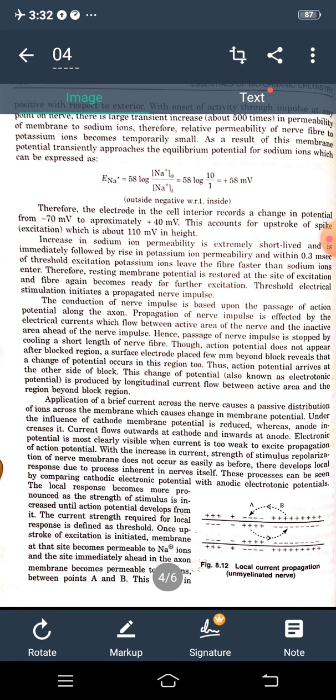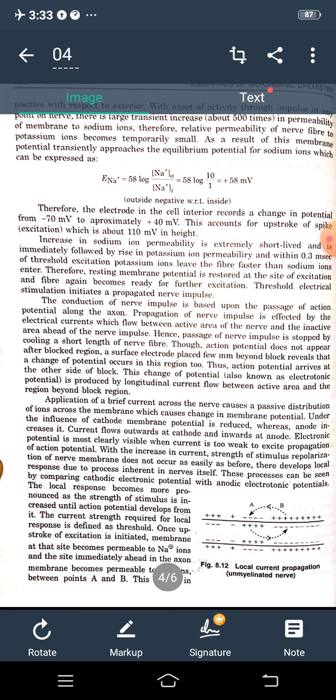Though action potential does not appear after the blocked region, a surface electrode placed a few millimeters beyond the block reveals that a change of potential occurs in this region too. Thus, a potential change arrives at the other side of the block. This change of potential, also known as electrotonic potential, is produced by longitudinal current flow between the active area and the region beyond the block region. Application of a brief current across the nerve causes a passive distribution of ions across the membrane, which causes change in membrane potential.